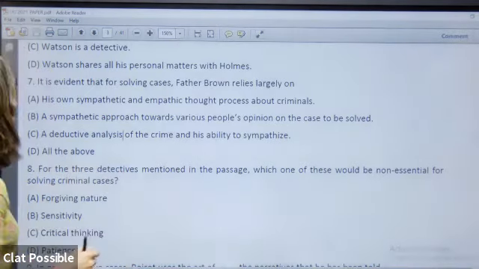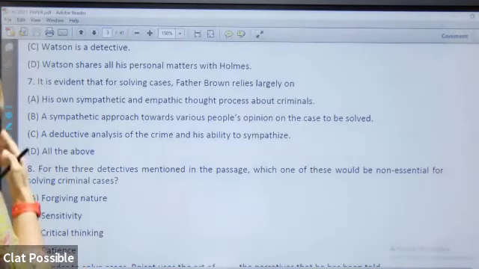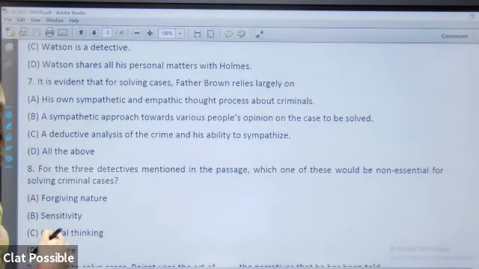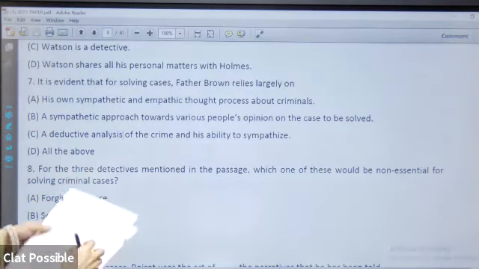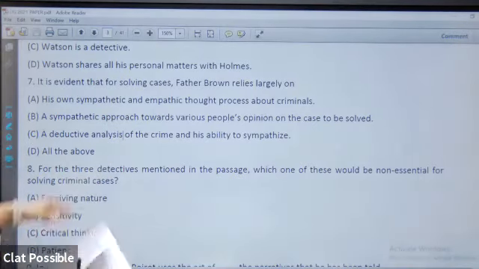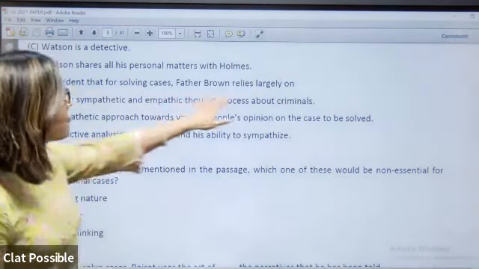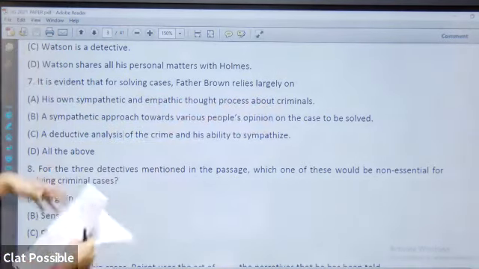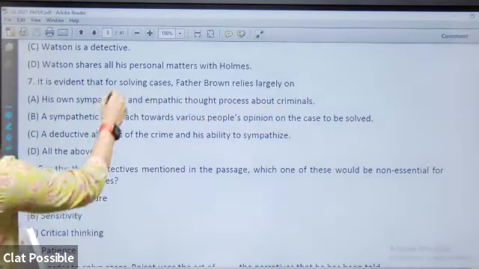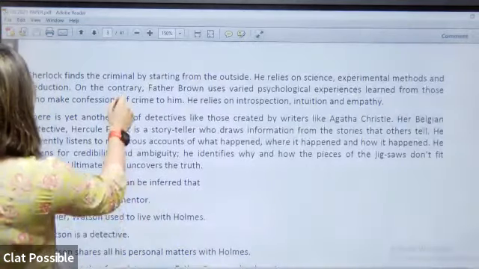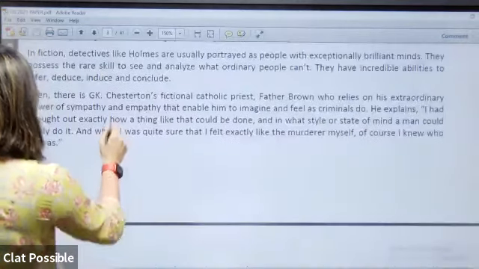Right? That would make the answer A. So it is evident that Father Brown relies naturally on the sympathetic process of the criminal. So let's go back and check it here.